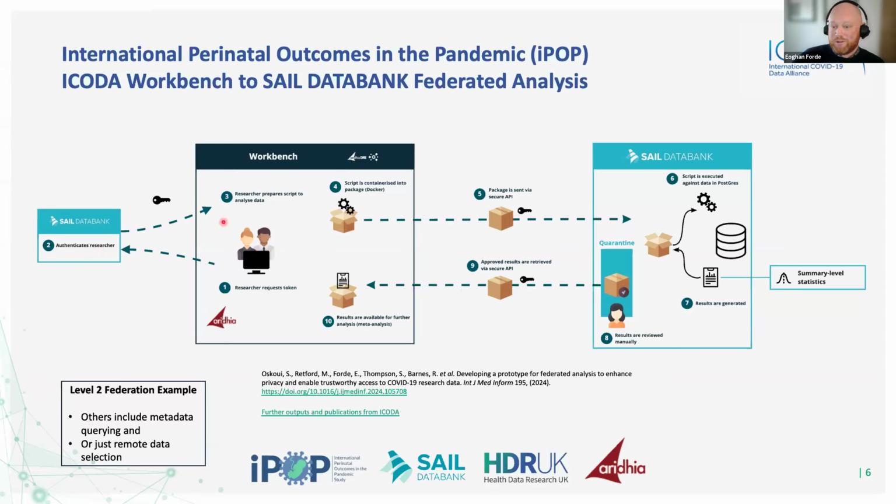So step 2 then becomes step 3. So upon approval, Ross has received a kind of token that enables him to now submit an API call through the command line in the iCoder workbench. What he wants to do then is kind of put his script together and containerize it in a Docker container, and then submit that through a secure API or the common API to the cell data bank.